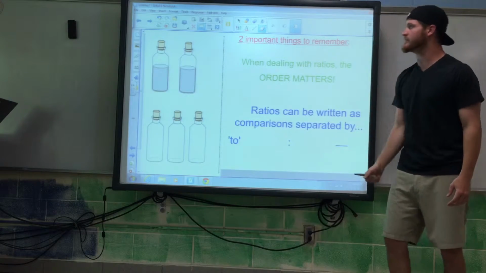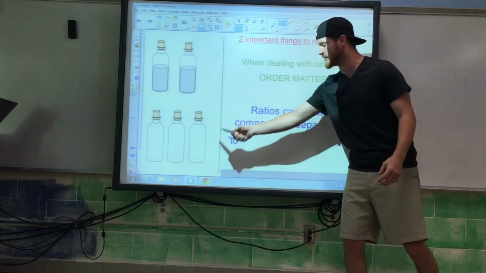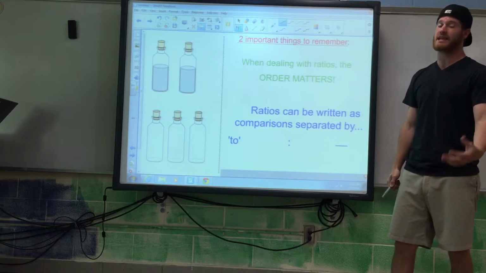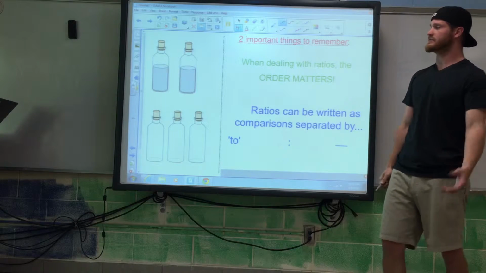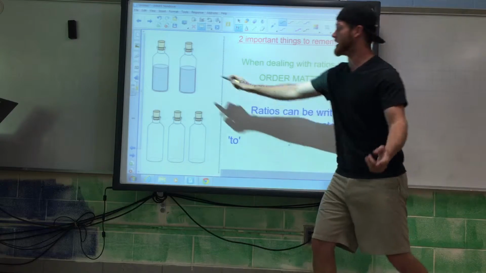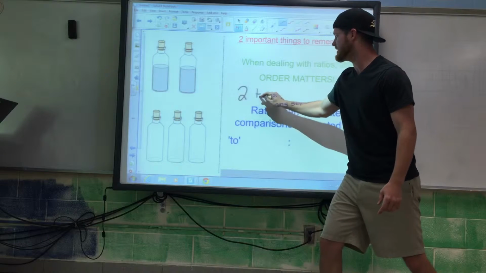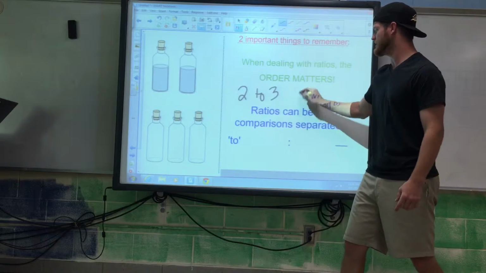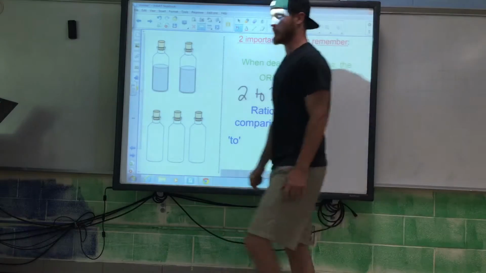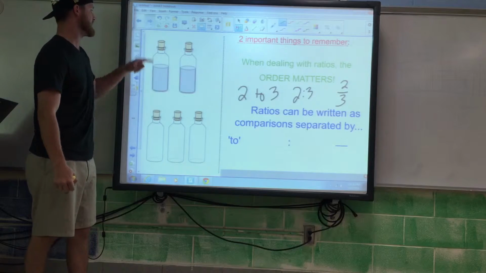The other thing to remember is that ratios can be written or represented in 3 different ways. They can be separated by the word "to," they can be separated by a colon, and they can be separated by a fraction bar. So let's look at that ratio again. Filled bottles to empty bottles. So we have filled bottles, which is 2, empty bottles, which is 3. I can say 2 to 3, or with a colon, 2:3, or 2 over 3. Those are the 3 ways to write a ratio of filled bottles to empty bottles.